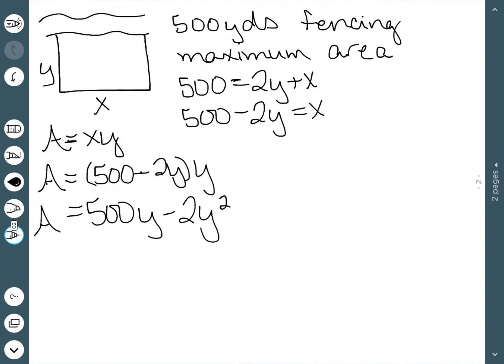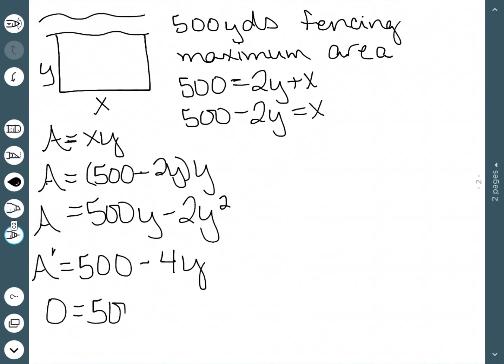And we find the maximum using the first derivative. So let's find the derivative. The derivative of 500y would be 500. The derivative of 2y squared is 4y. I then need to set this equal to 0 and solve. So 500 minus 4y equals 0. That tells us that y is 125.